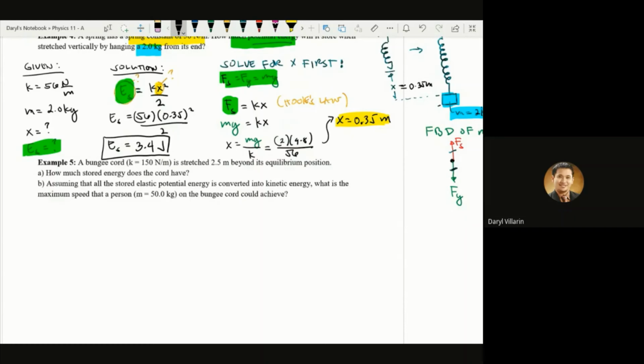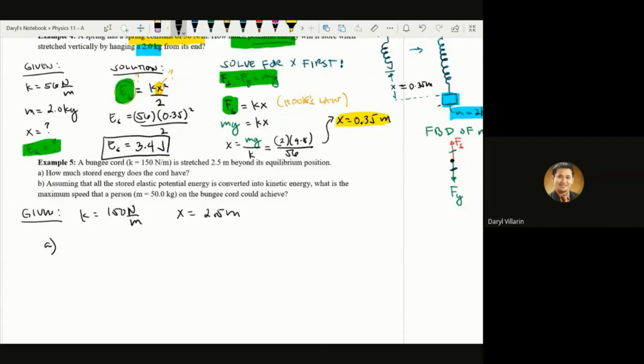Generally, you're given k as 150 Newton per meter, and x is 2.5 meters. It explicitly says that it's beyond the equilibrium position, which means you're stretching it out by that much, 2.5 meters.